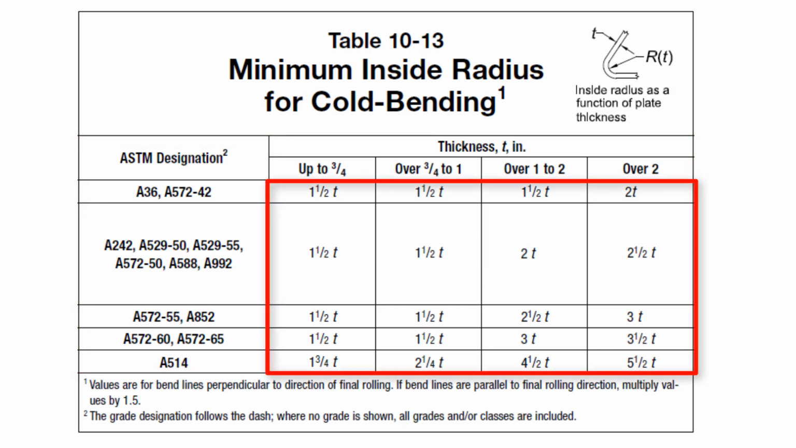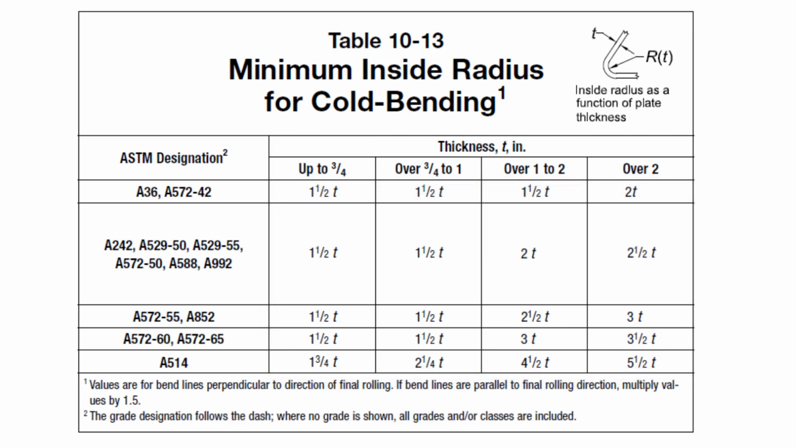Within the table are the minimum bend radii in multiples of thickness T. For example, if we have a plate of ASTM A572 grade 50 that is 1.5 inches thick, then the minimum inside bend radius would be 2 times its thickness, or 3 inches in this example.